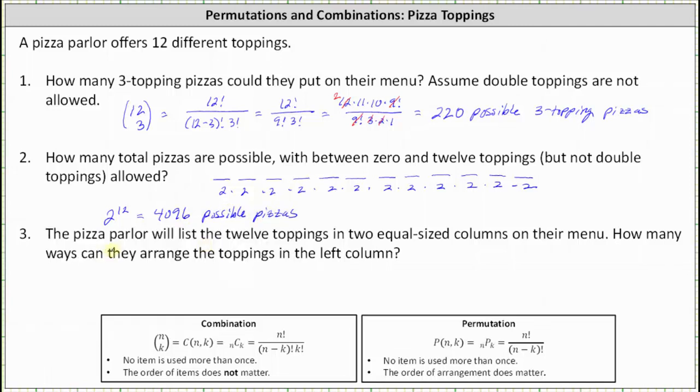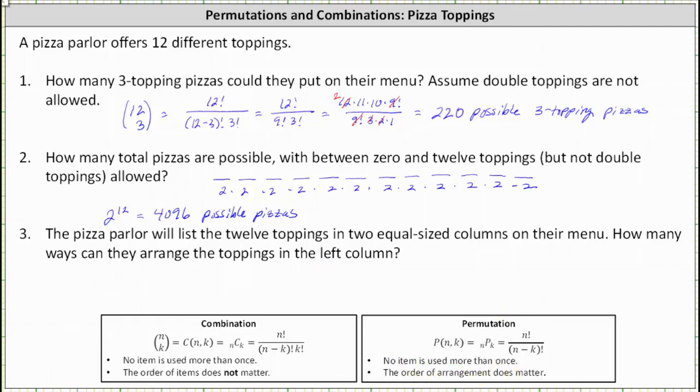For number 3, the pizza parlor will list the 12 toppings in 2 equal-sized columns on their menu. How many ways can they arrange the toppings in the left column? Well, first, because there's 2 columns, there are going to be 6 toppings in each of the 2 columns. And if we change the order of the 6 toppings in the left column, it would be different. And therefore, here we have a permutation, where again, for a permutation, no item is used more than once, and the order of the arrangement does matter.